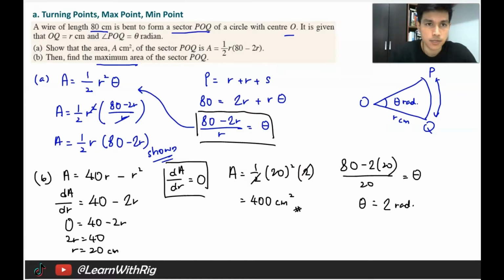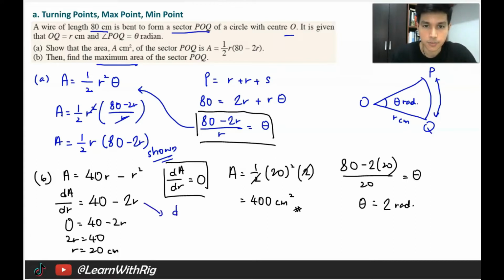This one I forgot to write in the notes just now. But whenever the question asks you to find maximum or minimum, you have to prove that it is maximum or minimum. So how do you do that is by using this. You already found dA/dr, right? You differentiate once. I want you to differentiate one more time.